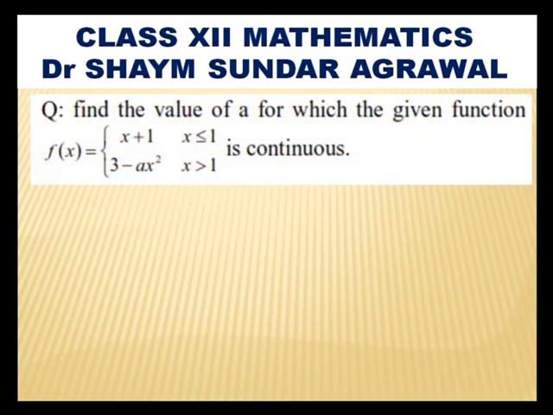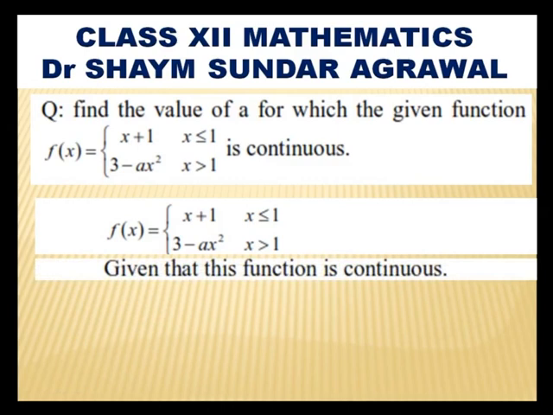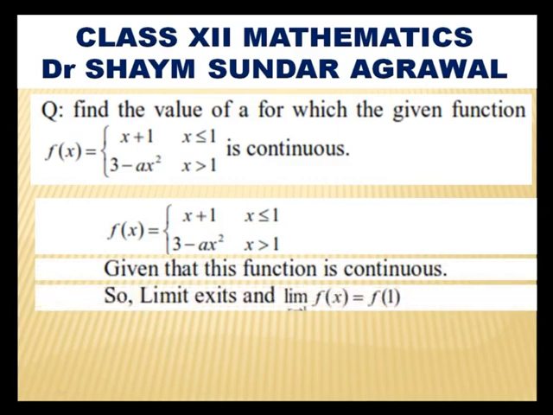Let us take one more example. Find the value of a for which the given function f(x) equals x plus 1, where x is less than or equal to 1, and equals 3 minus ax square, where x is greater than 1, is continuous. Here it is given that this function is continuous, and we have to find out the value of a. So the given function is x plus 1 whenever x is less than or equal to 1, and 3 minus ax square whenever x is greater than 1, and given that this function is continuous. So the limit exists, and limiting value and functional value both are same.